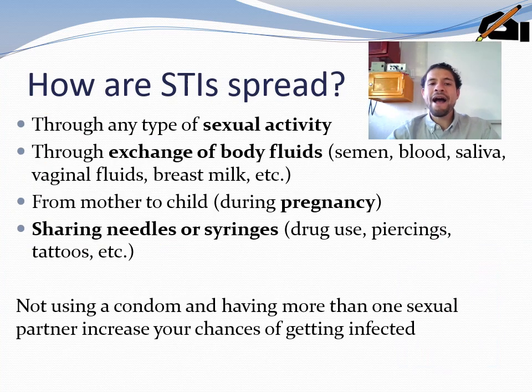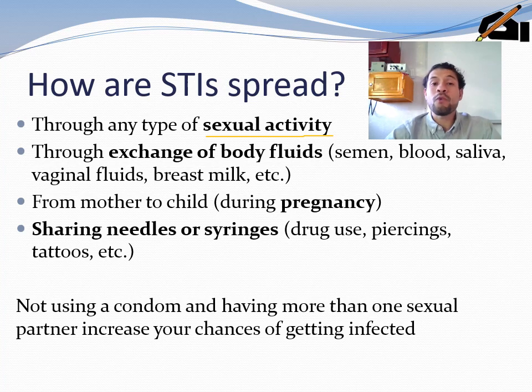Now, how are sexually transmitted infections spread? How can you get infected? Obviously, we have mentioned that sexually transmitted infections will happen through sexual activities. They are transmitted sexually, and that's the very first one that we have here. Any kind of sexual activity will be increasing your risk of getting a sexually transmitted infection.